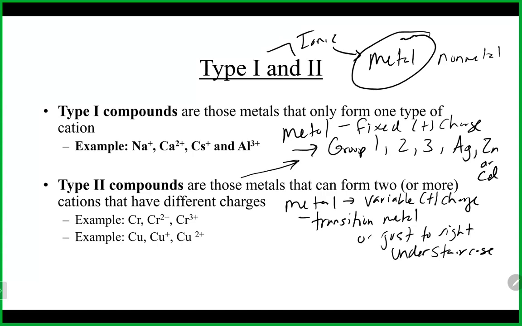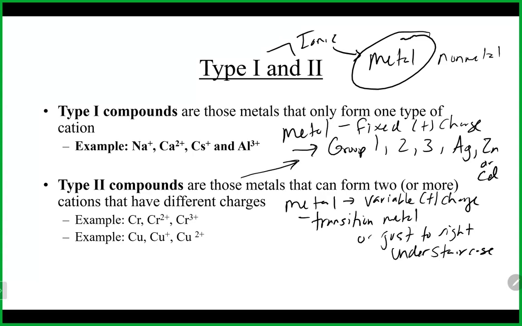Something like chromium could be +2 or +3. Something like copper could be +1 or +2. It depends on the situation for a type 2 metal as to what charge you end up with. It depends on who they are bound to and how many of the different elements they're bound to. And that is the difference between a type 2 and a type 1. With type 1, it doesn't matter who they're attached to. They're always going to have this fixed charge.